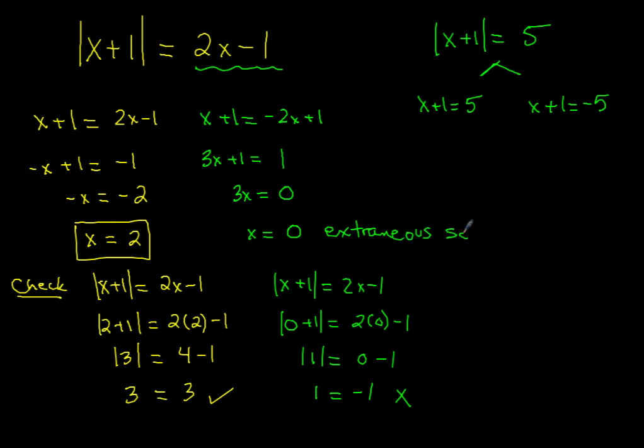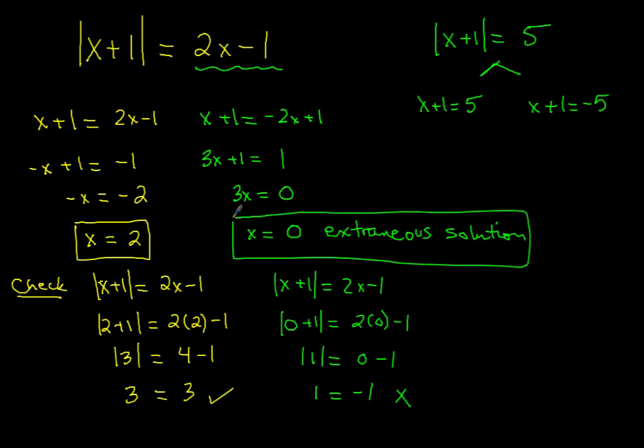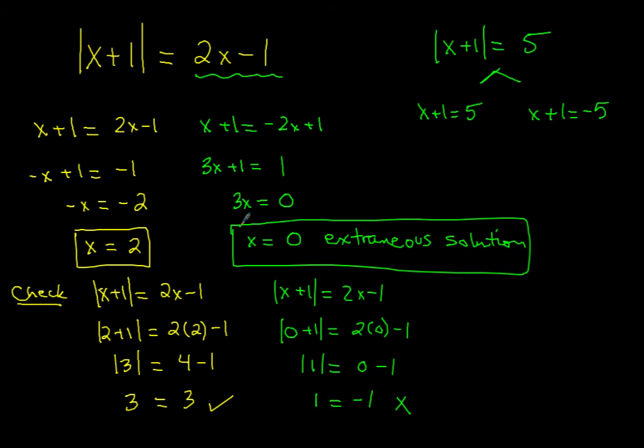So even though we get an answer for this particular one, x equals 0, it's what's called an extraneous solution. Even though we have two possible candidates for answers, only one of them, x equals 2, is a solution. x equals 0 is what's called our extraneous solution.